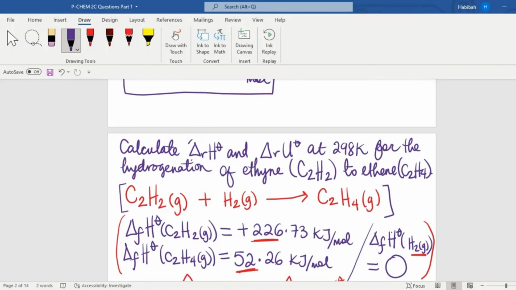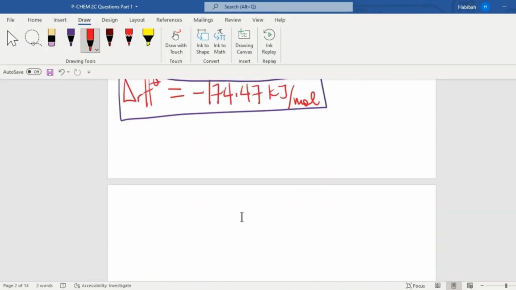So now we found this information, and the question does not ask us for just the change in enthalpy of reaction. The question also asks us for the change in internal energy of the reaction. So we're now going to use another formula to solve this.